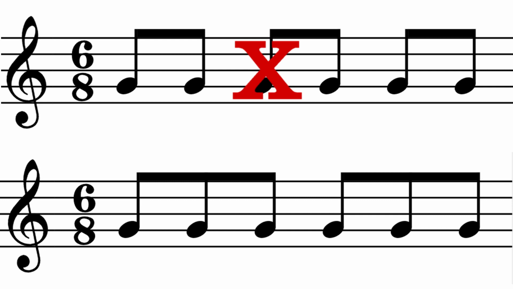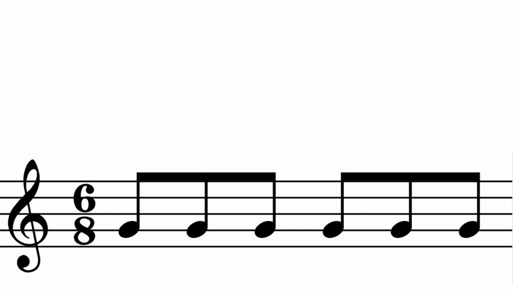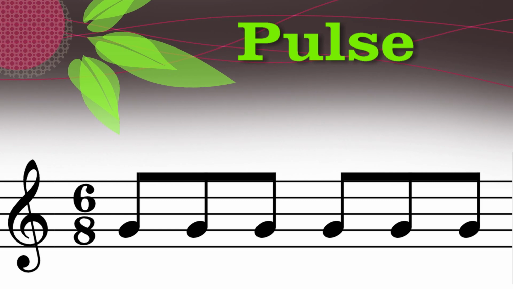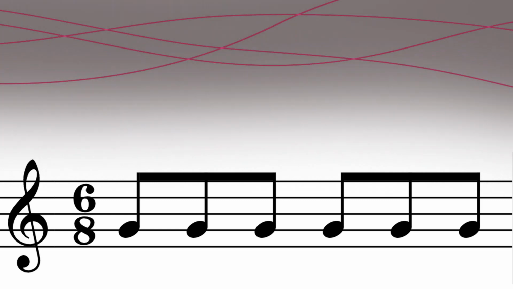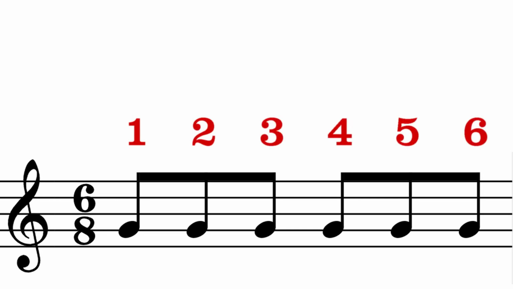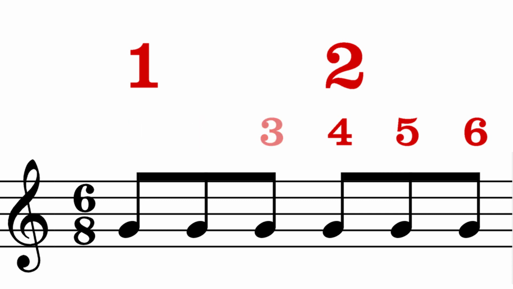So we've said that the eighth note gets the beat in this time signature, but there's something else going on here as well, and that's what we call a pulse. Although we have 6 beats in the measure, we feel the music in 2, that is, 2 groups of 3. 1, 2, 3, 4, 5, 6, or we could count it 1, 2, 3, 2, 2, 3. So we would say the pulse of this music is in 2.